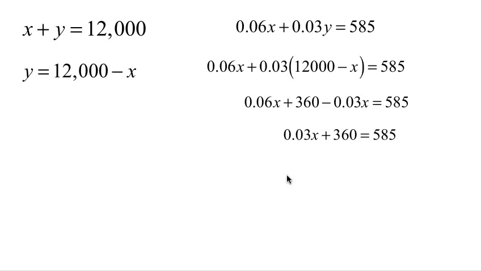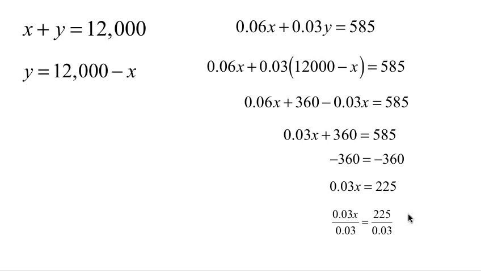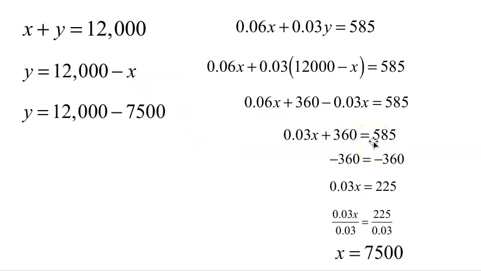Subtract 360 from both sides. And I wind up with what? 585 minus 360 is, I believe, 225. So we have 0.03X equals 225. Divide both sides by 0.03. And I get X is 225 divided by 0.03, and I get $7,500. To solve for Y, I'm going to plug $7,500 in for X over here. And I get Y is 12,000 minus 7,500, which is 4,500.